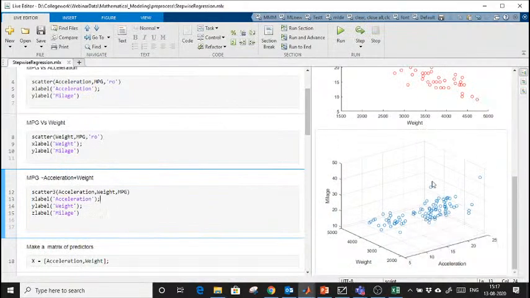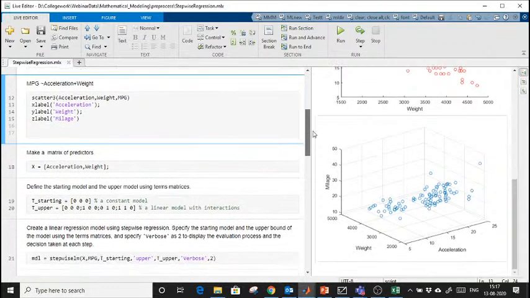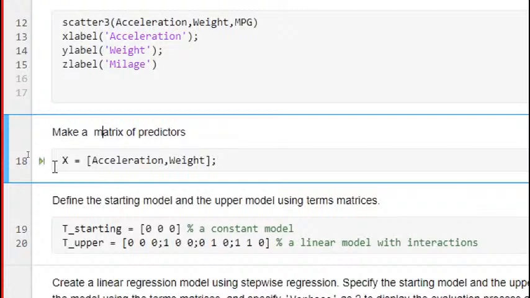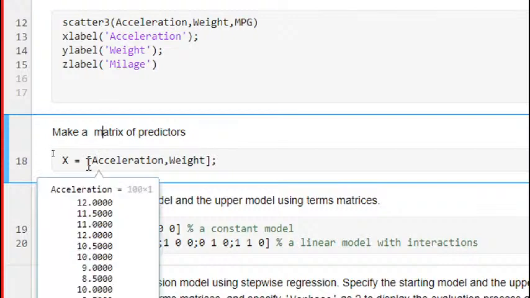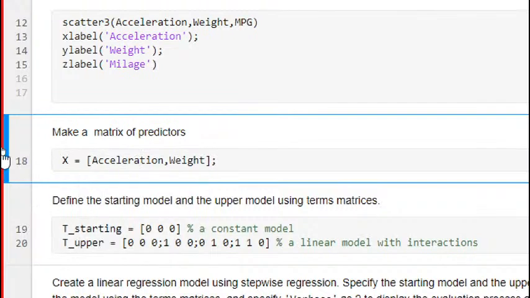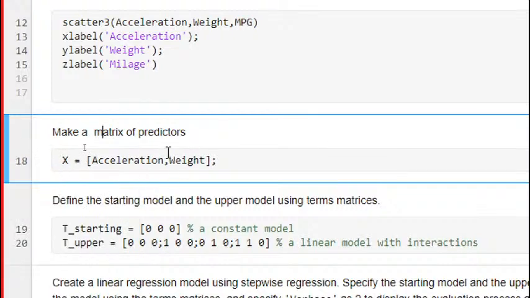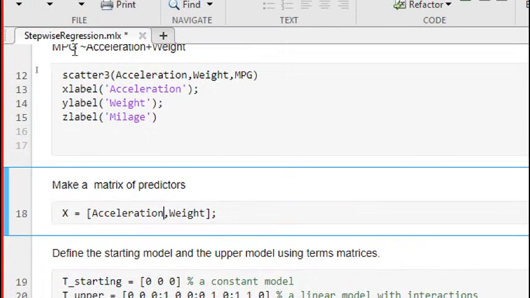Next, here, the first step is what I am doing. Both predictors I am putting in a single matrix. To concatenate two variables we use a square bracket. So here you see if I run this one, my first column will become acceleration and the second column will become weight. Okay, these are predictors and my output is mileage.